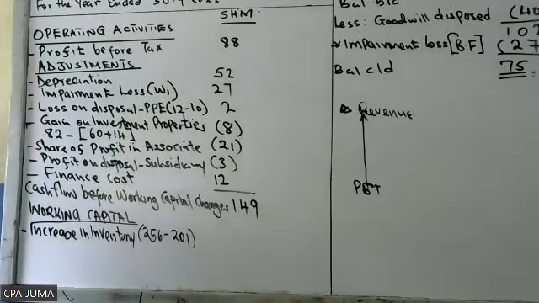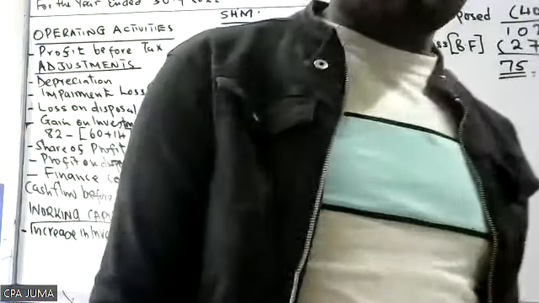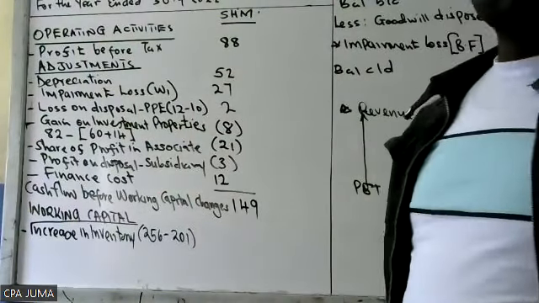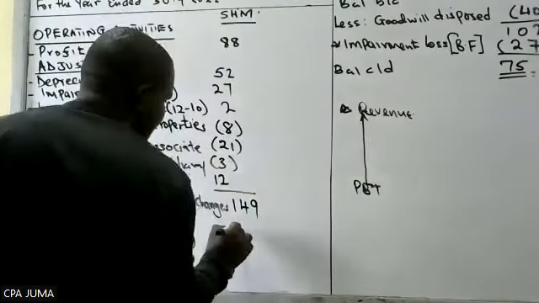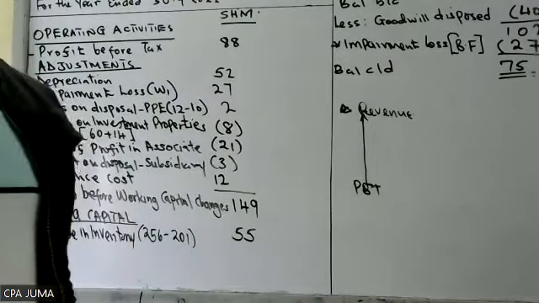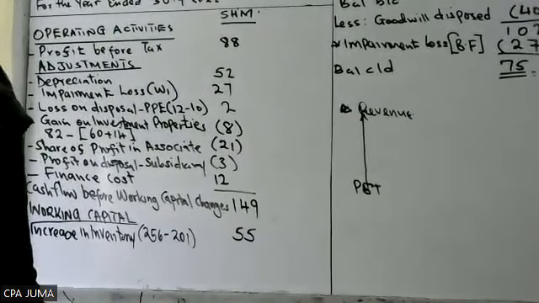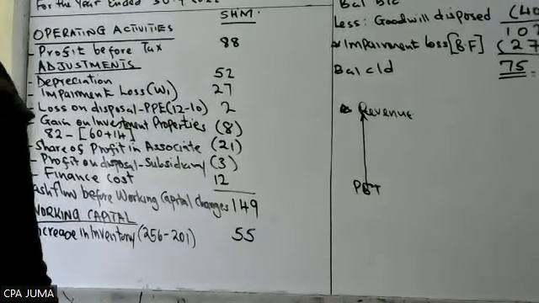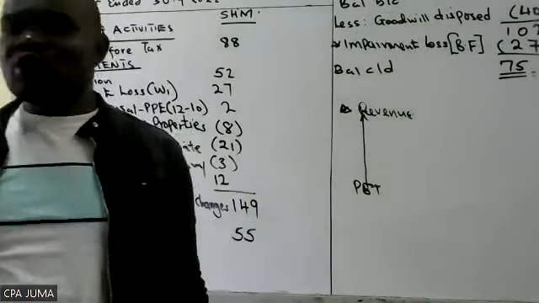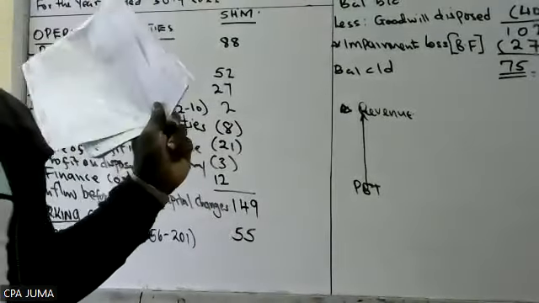The difference between 256 and 201 is 55. Now, do we add or subtract the 55? That is another big concern. Students, are we adding the 55 or subtracting? You have to be very sure, because in the exam this is a condition.